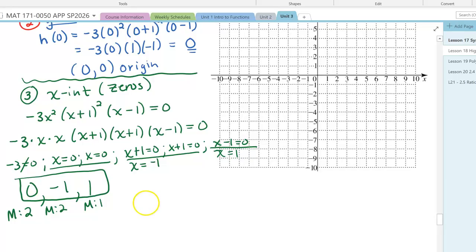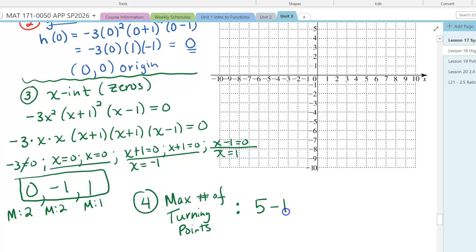And the fourth thing was to determine the maximum number of turning points. And remember that that is 1 less than the degree. So since the degree is 5, it's going to be 5 minus 1, or 4. Now remember, that's the maximum number. It may not turn that many times, but let's see.